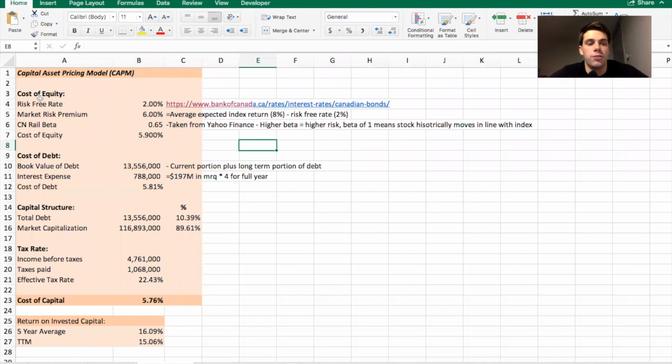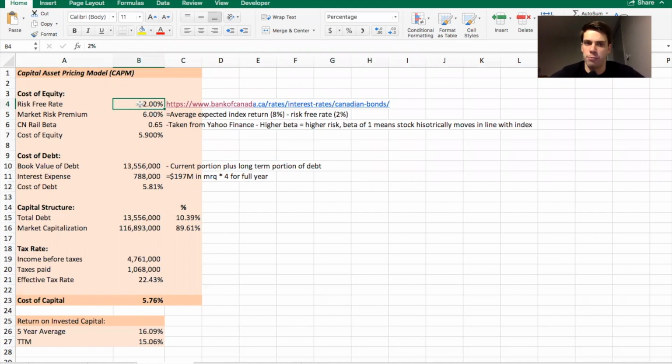Okay, next let's move on to determining the cost of equity. So you can see we have a few different inputs. We have the risk-free rate, the market risk premium, and the beta. So the beta of the company. Now let's start with the risk-free rate. So I'm currently using the average 10-year treasury yield on Bank of Canada government debt, which is 2%.